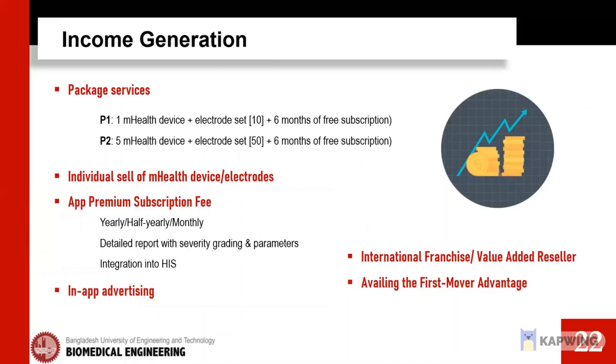Well, it is quite early to have a defined talk on our income generation strategies. However, I would like to give you a brief overview since we will be having the first mover advantage in this market. We aim to generate profits by individual sale of mHealth device or electrodes, premium app subscription fee, in-app advertising, collaborating with international franchise or value-added resellers, and last but not the least, the cost-effective package services comprising a number of mHealth devices, a defined number of electrodes, and 6 months of free premium subscription.